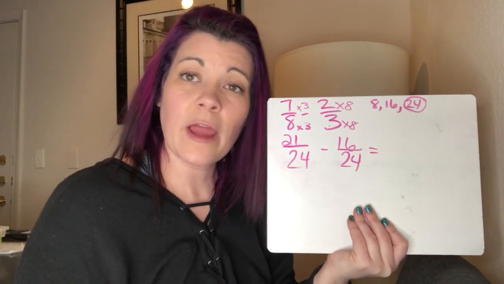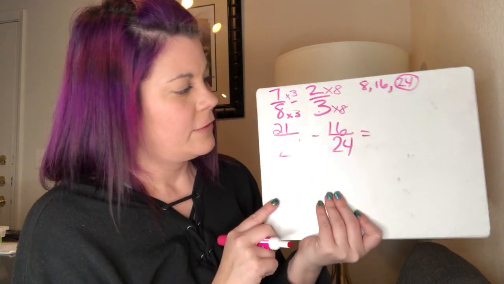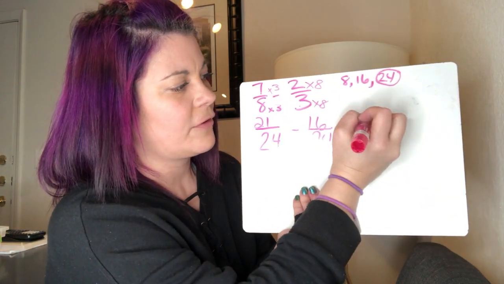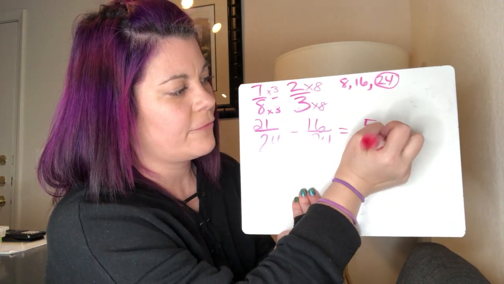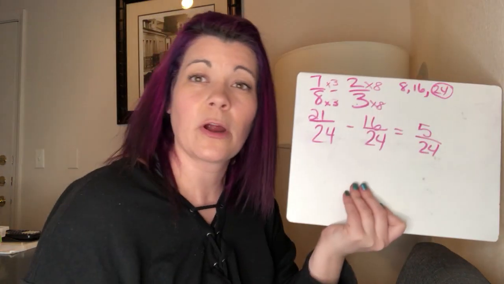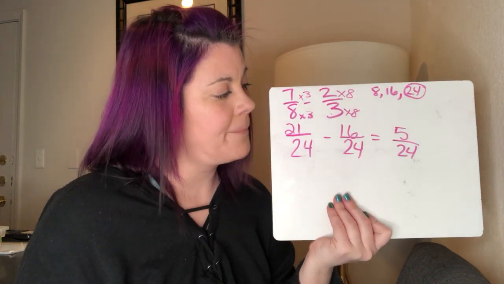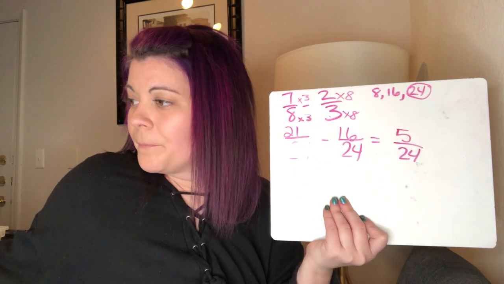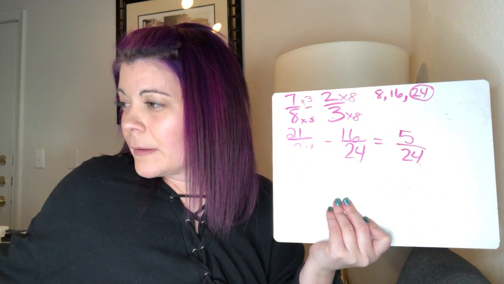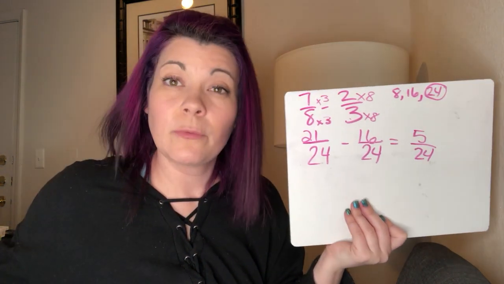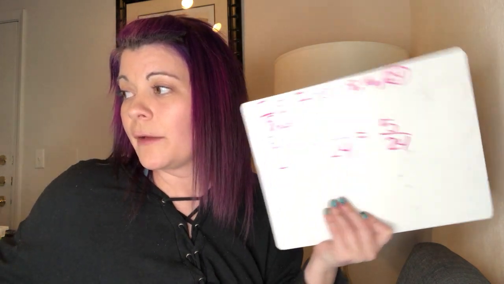And now I just subtract them instead of add. So I have 21 minus 16, which is 5 over 24. We keep the denominator when we're adding and subtracting. You keep the denominator when you're adding or subtracting, okay? And if you have to reduce, then you reduce it as well, just to let you know.